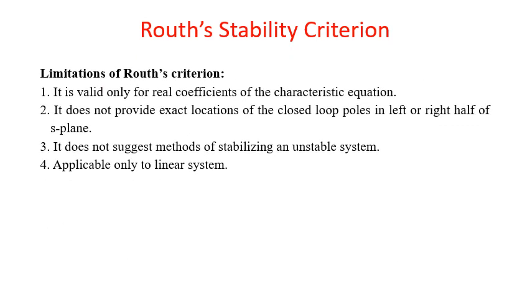Next, limitations of this criterion, that is Routh's criterion. It is valid for real coefficients of a characteristic equation only. It does not provide the exact location of the closed loop poles in the left or right half, which you have observed. It will tell you, based on the number of sign changes, whether they are going to be on the right half of the s plane or the left half of the s plane, whether it is stable or unstable.